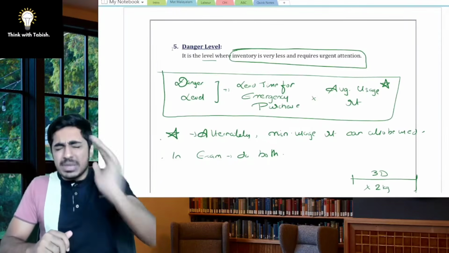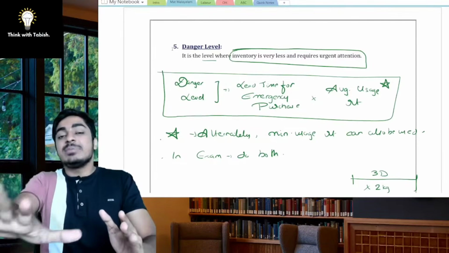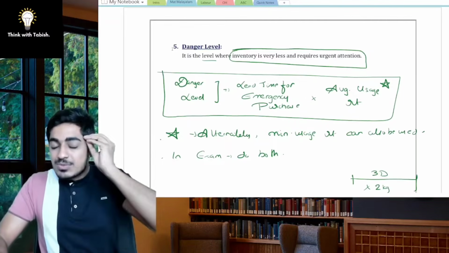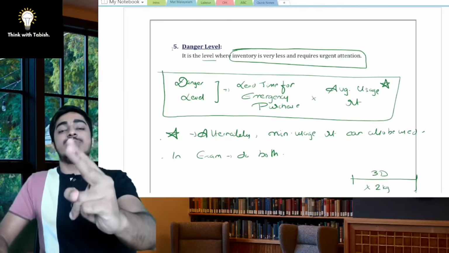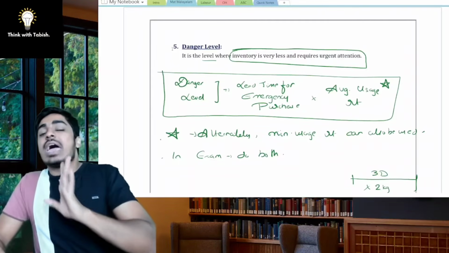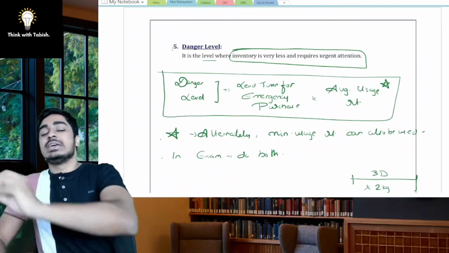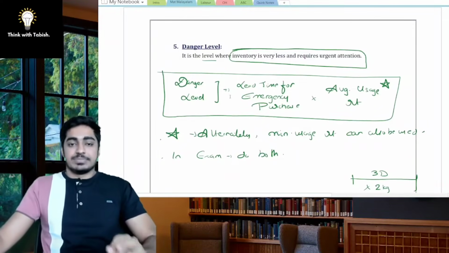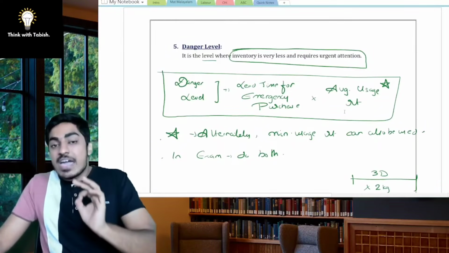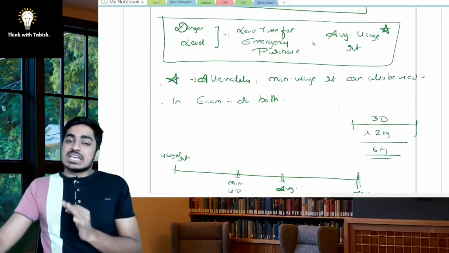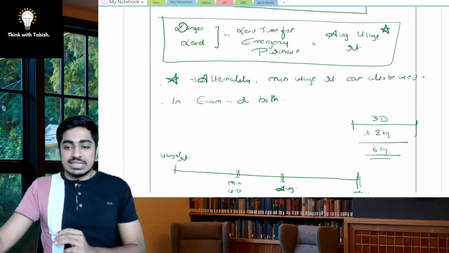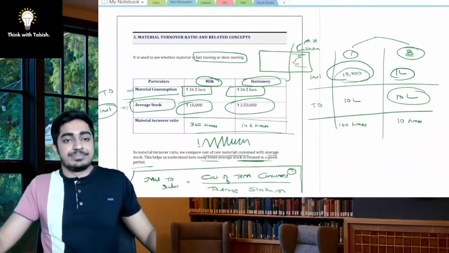If I'm making an emergency purchase, on an average, I'll be getting goods in 4 to 6 days. But I'm willing to pay extra, in how many days can the supplier deliver? He can deliver it to me in 2 days. So 2 days into average usage rate, suppose 2 kg per day, 4 kg is the danger level. Yes. Sometimes instead of average usage rate, minimum usage rate can also be used. In exams, it is preferred to write both of these in the examination. Clear?